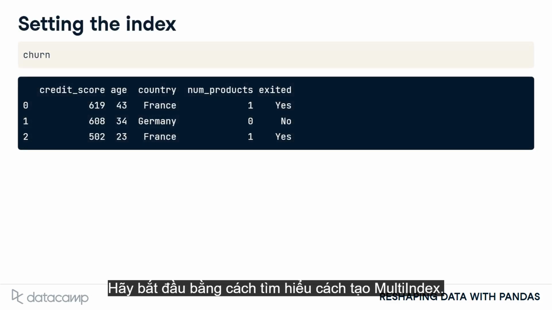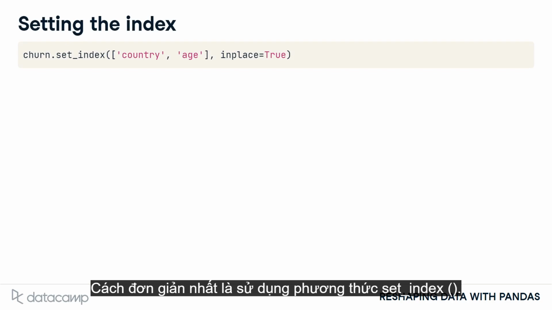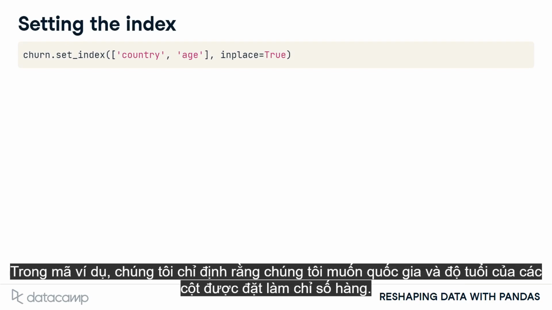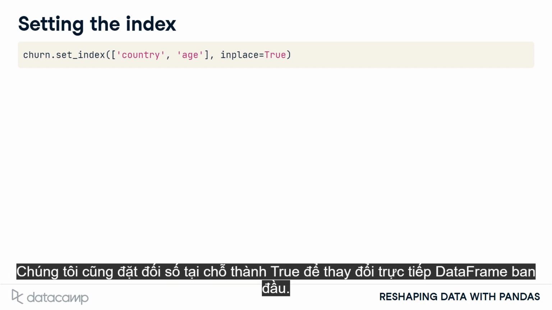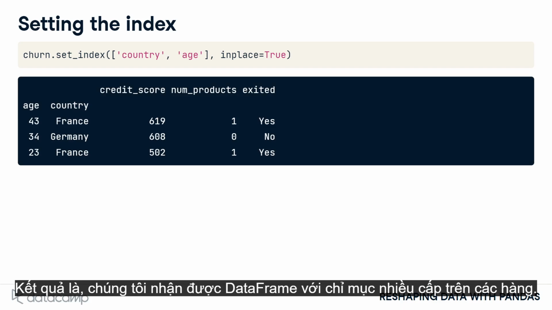Let's start by learning how to create a multi-index. Imagine we have the following data frame. There are several ways to create a multi-level index. The simplest one is to use the setIndex method. In the example code, we specify that we want the columns country and age to be set as row indexes. We also set the in-place argument to true to change the original data frame directly. As a result, we get a data frame with a multi-level index on the rows.